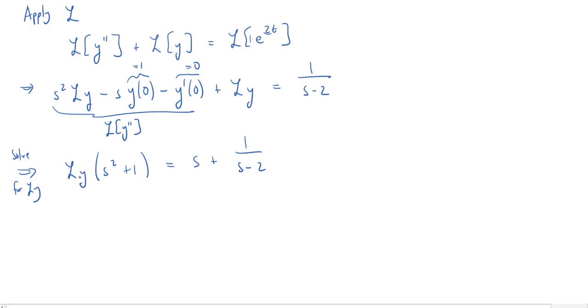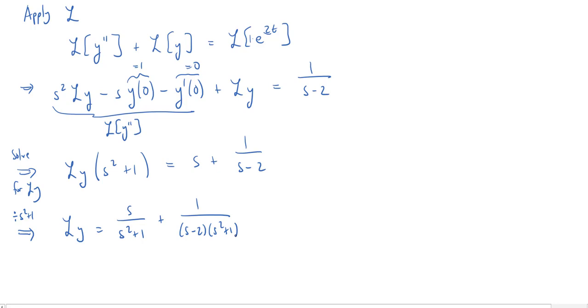I can now really isolate L of y here. So I'll divide by s squared plus 1. And when I do that, I get L of y equals, now see this first piece will be s over s squared plus 1, plus 1 over s minus 2 times s squared plus 1.